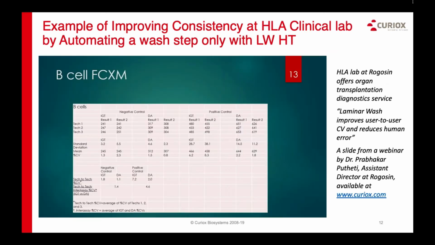And finally, I just want to show a highlight slide from a previous webinar by Dr. Prabhakar Puthetti at the Rogosin Institute. And this is also from a cross-matching lab. In his studies, he found that the laminar wash method consistently produces lower CVs than the conventional centrifugation method. And as a reminder, the full webinar is available at www.curiox.com, just like this webinar will be. And now this concludes my introduction of the laminar wash system and a few highlights of customer data. And I'm now going to turn my presentation over to Blanca.